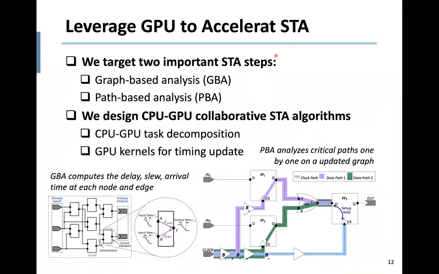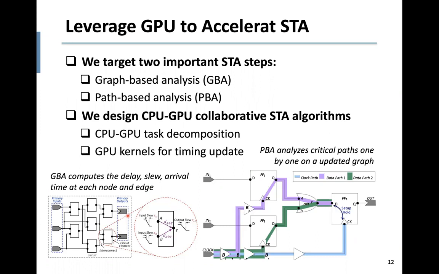move on. We target two important STA steps: graph-based analysis, GBA, and path-based analysis, PBA. Generally, we model the circuit network into a graph. Each node in the graph represents a particular pin in the circuit, and each edge represents a connection between gates in the circuit graph.